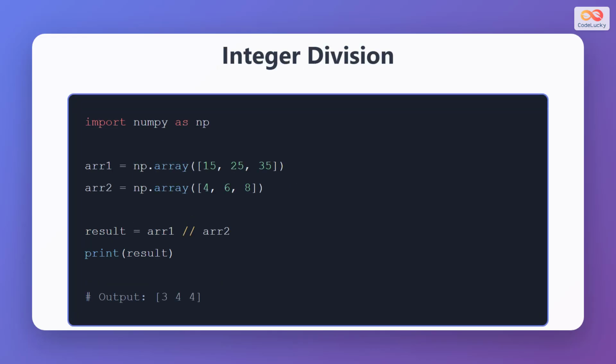If you want to perform integer division, which returns only the whole number part without decimals, you can use the double / operator. We create array 1 with values 15, 25, and 35, and array 2 with values 4, 6, and 8. Using the double / operator performs floor division, which divides the numbers and rounds down to the nearest integer. The output is 3, 4, and 4, giving us only the integer quotient without any decimal remainder.